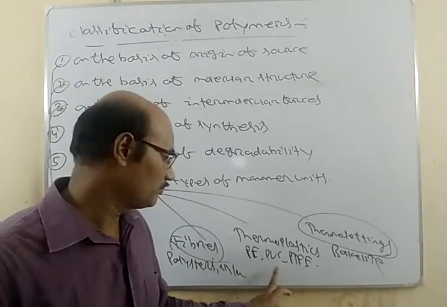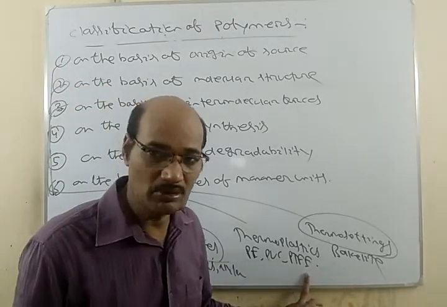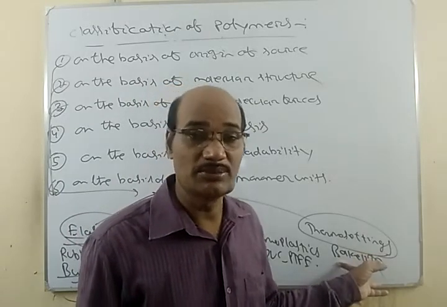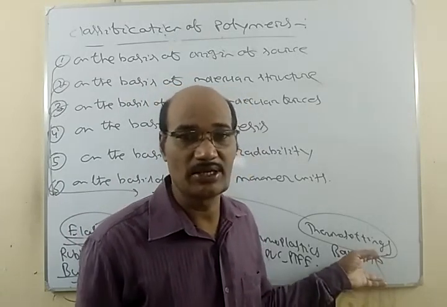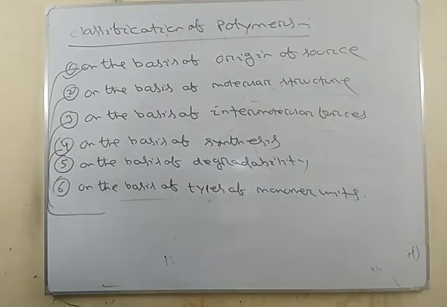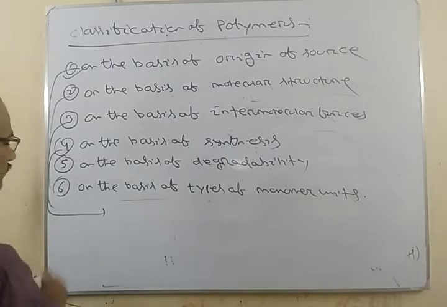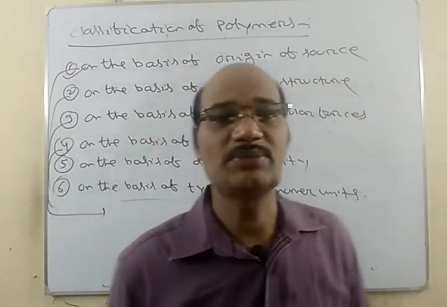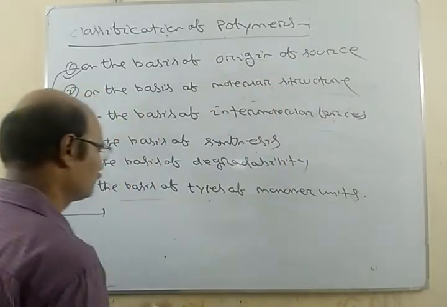Okay, polyethylene, PVC, PTFE or Teflon are thermoplastics, and thermosetting polymers are those which, once set, cannot be reshaped again, like Bakelite. Okay. Now on the basis of synthesis, the polymers are classified into two categories.